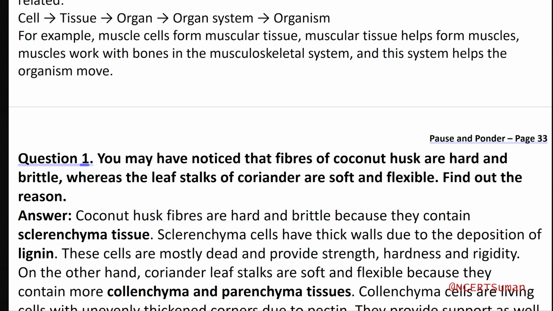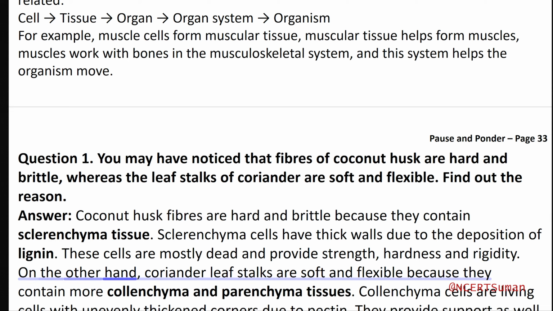Question 1. You may have noticed that fibers of coconut husk are hard and brittle, whereas the leaf stalks of coriander are soft and flexible. Find out the reason. Answer. Coconut husk fibers are hard and brittle because they contain sclerenchyma tissue. Sclerenchyma cells have thick walls due to the deposition of lignin. These cells are mostly dead and provide strength, hardness, and rigidity.